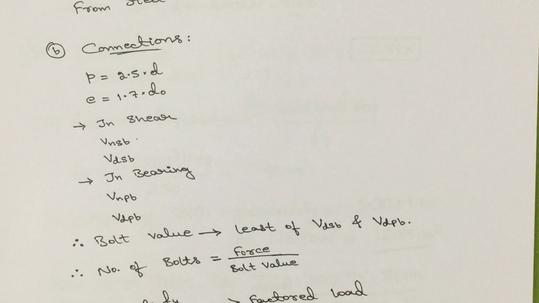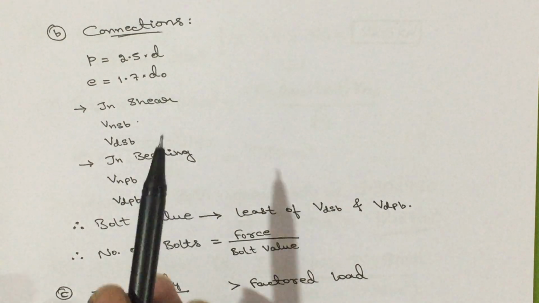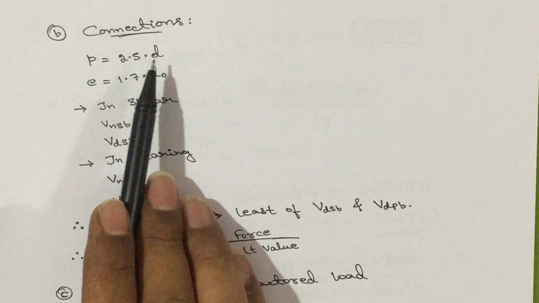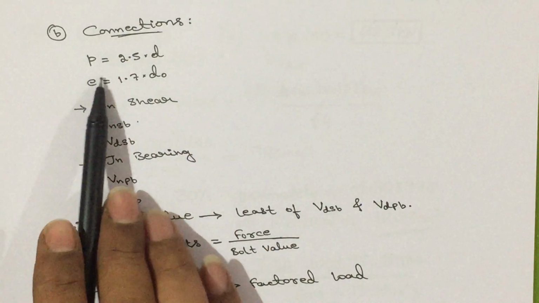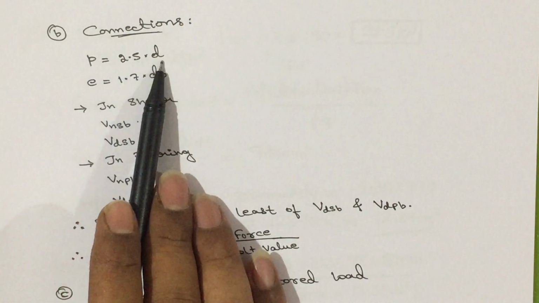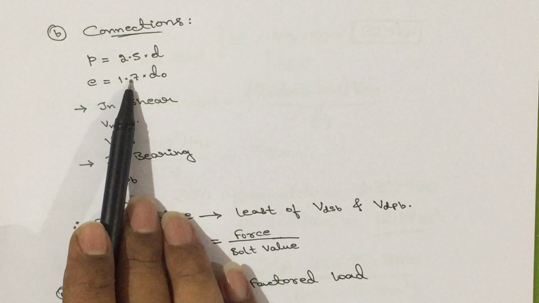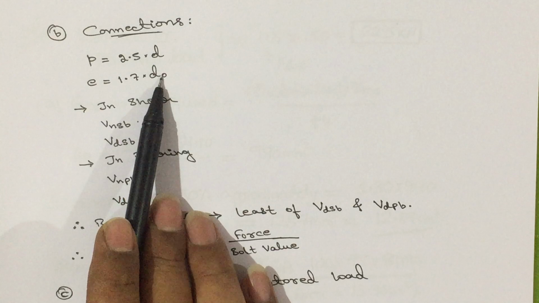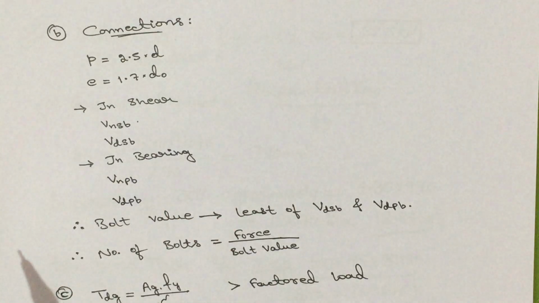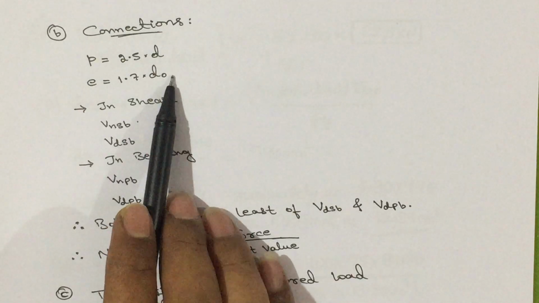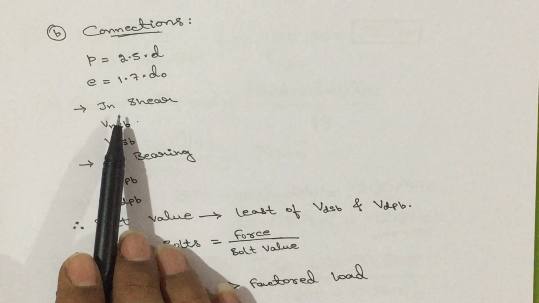Then we will go to the second step, that is connections. In that, if it is bolted connection, pitch distance is given by 2.5 times of the diameter. Then edge distance is given by 1.7 times of the diameter of the bolt hole. Diameter of the bolt hole is given by d naught is equal to d plus 2.